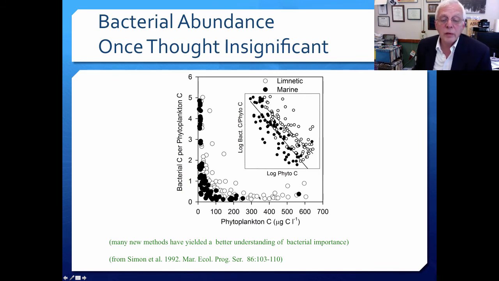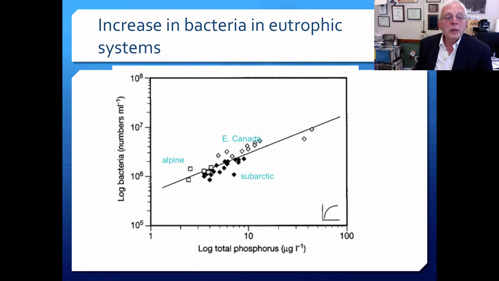And here on this graph, you'll see both limnetic and marine ecosystems. And so, limnetic systems have a little bit more bacteria than do marine systems in general. So bacteria can be, especially in eutrophic systems, more abundant in terms of carbon in their bodies than even the phytoplankton that we used to think were the traditional source of food. There are increases in bacteria in eutrophic systems.